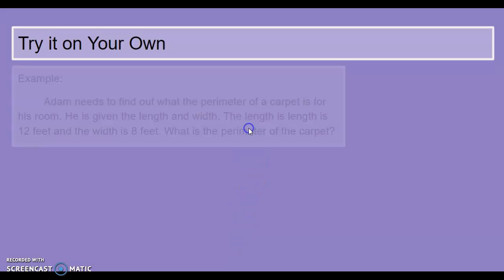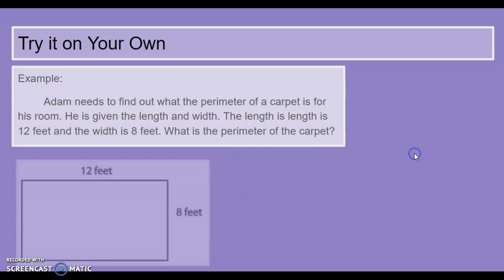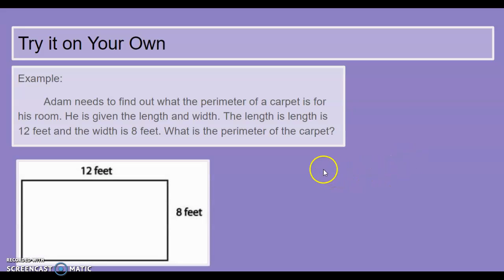Now I would like you to try it on your own. Please take a minute to pause the video and solve this on your own.